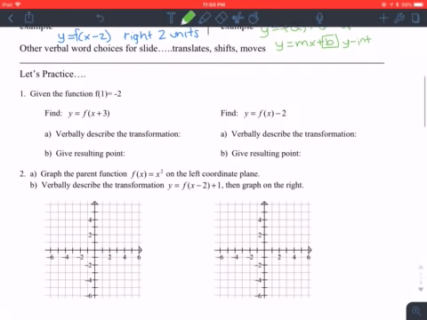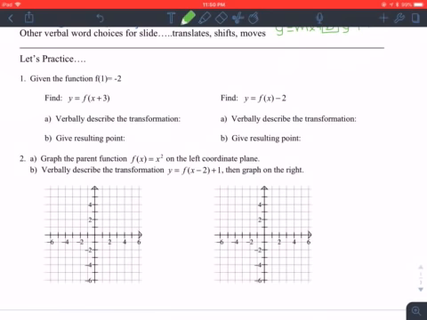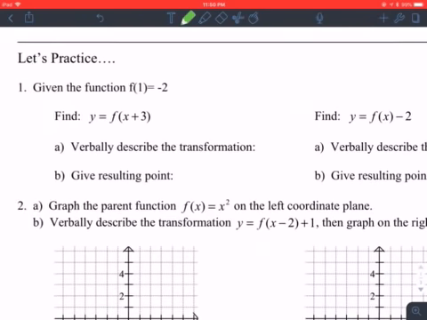Okay, let's look at some practice. If we're given the function f of 1 equals negative 2, normally we would see f of x equals y. So in this case, if this was a point x, y, our x would be 1, our y would be negative 2.